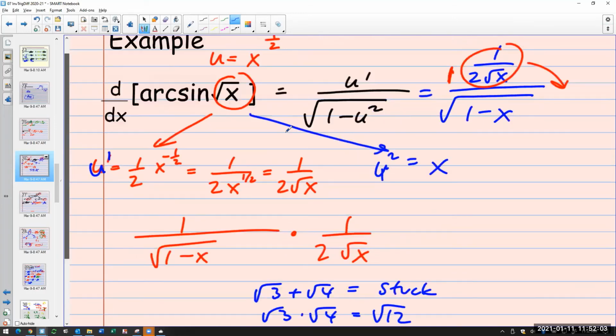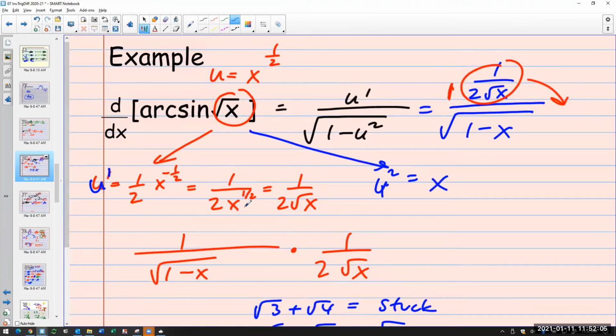Oh, you never flip the top fraction, because what is the rhyme? Dividing fractions easy as pie, flip the second and multiply. So if you flip the second and multiply, this would be 1 over 2 square root of x times, this would be square root of 1 minus x over 1. So flip it. And you actually should get the exact same answer. Check that with this. Okay, so it should be the same.